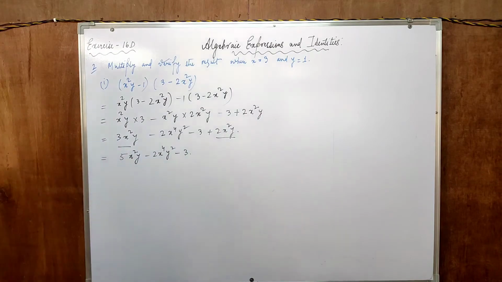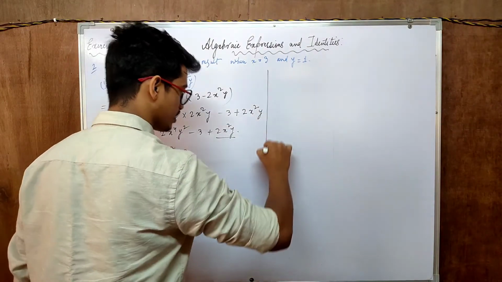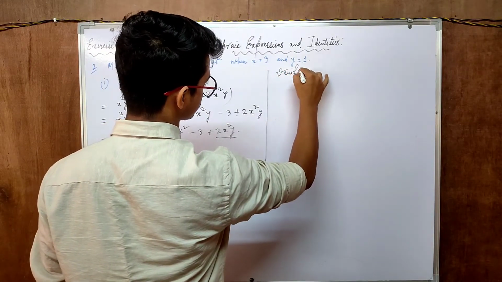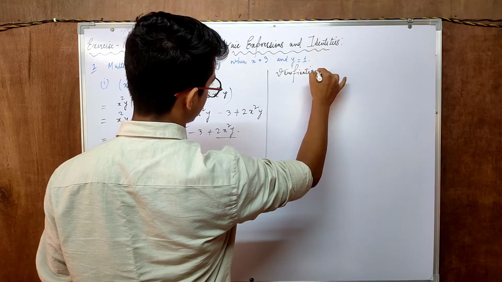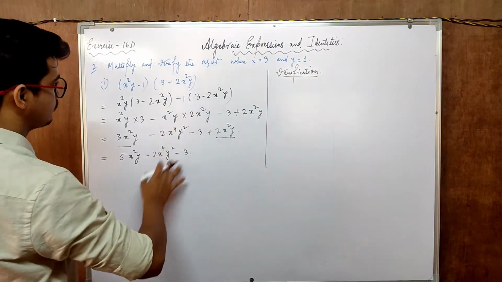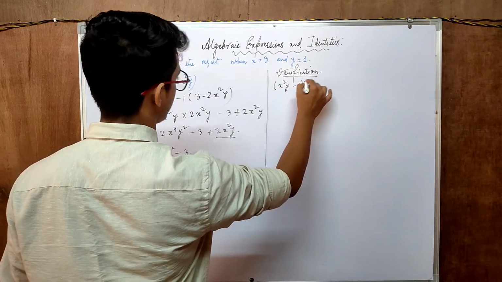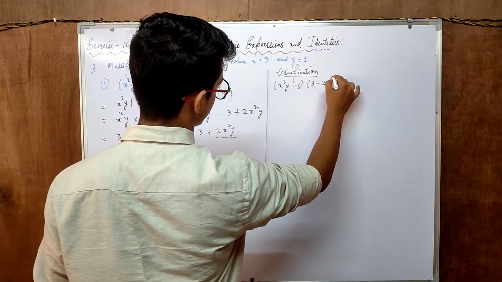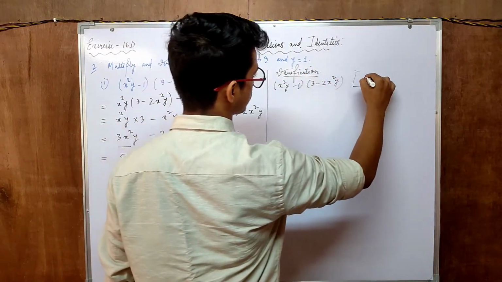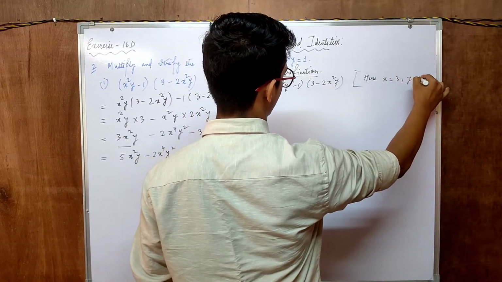That's it, done. So let's just put this value and understand the verification part. Verification means we have to put the value in the question and then get the answer. So that means x square y minus 1 and then 3 minus 2x square y. Put this value. What is the value? I just write here, x equal to 3 and y equal to 1.